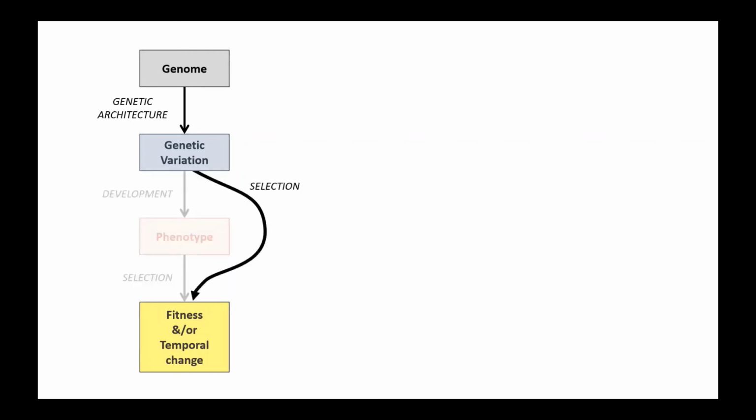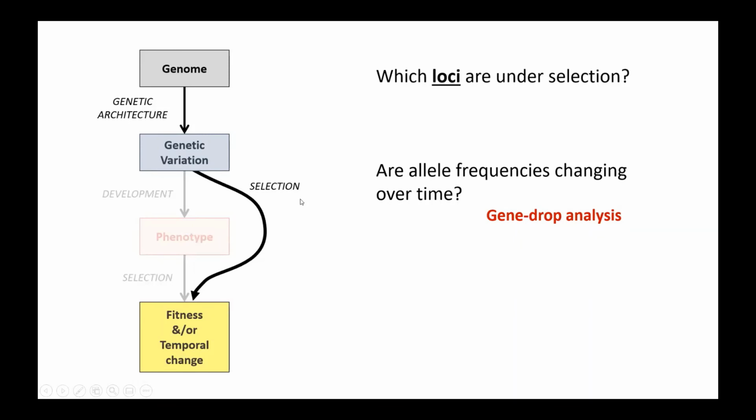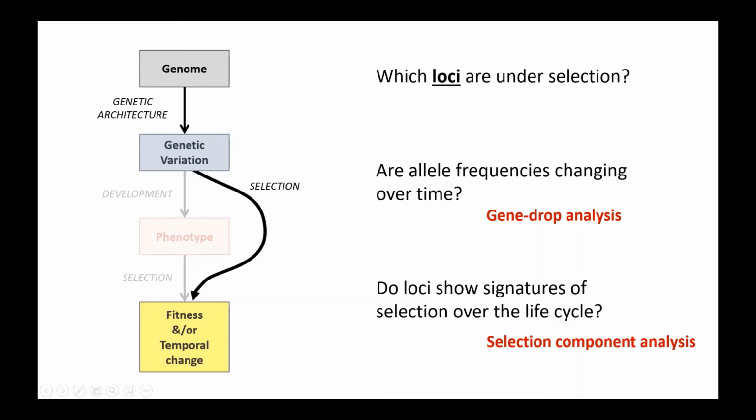And one alternative to doing this is actually just to skip the phenotype and try to determine, rather than the loci underpinning a phenotype that's under selection, just determining which loci are actually under selection. So there are different approaches that we'll use. I did talk about the allele frequencies changing over time, through this gene drop analysis, but in the interests of time I'm not going to discuss this anymore. But another thing that we are doing in both of these systems is trying to determine if there are loci that show signatures of selection over the life cycle of the individual. So we can do this by using a selection component analysis.